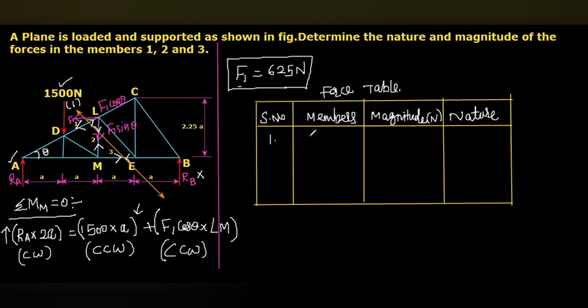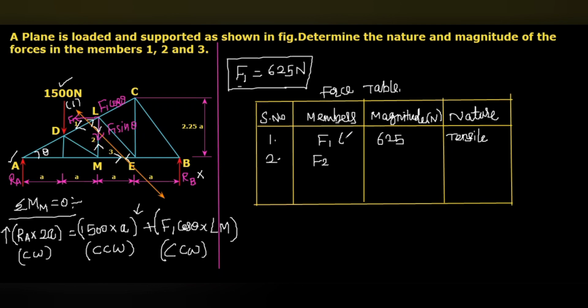First one, that is the member F1. We know the value of F1 that we calculated recently, that is 625. Here you can see F1, from point D, it is inward. For the point L also, it is inward. So here, this tends to pull the member DL. So that is tensile in nature. Second one, that is F2, force in the member LM.